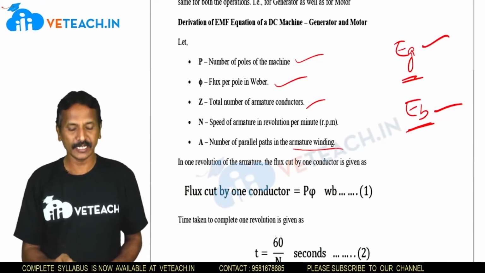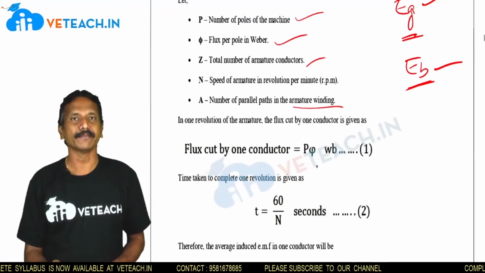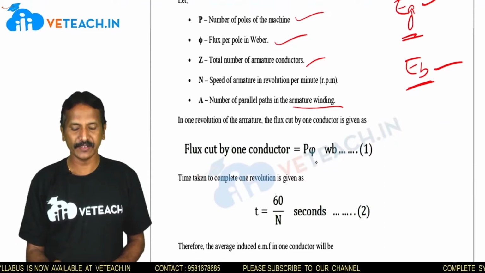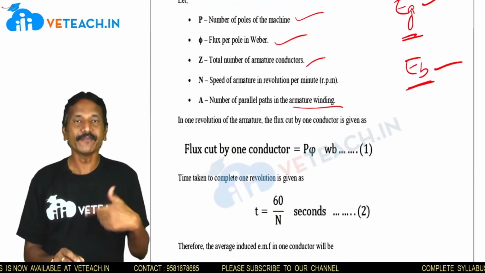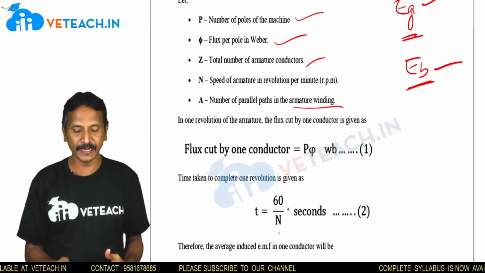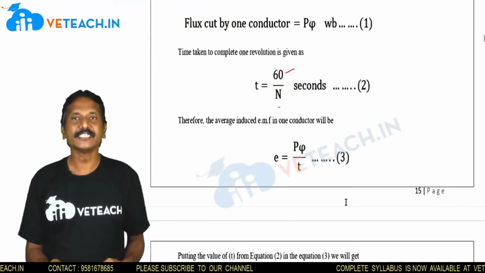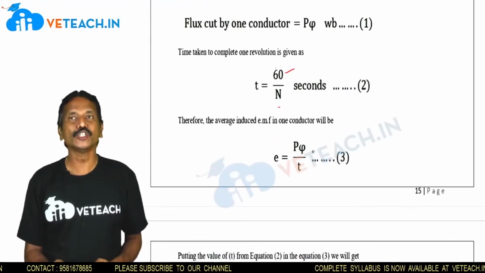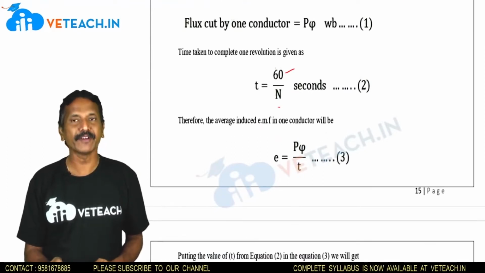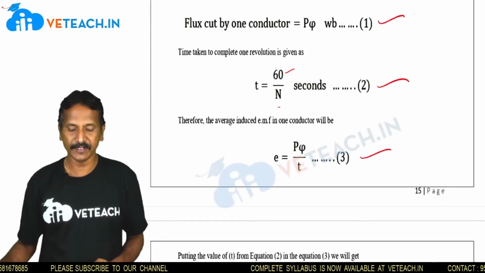In one revolution, the flux cut by the conductor is given as P into phi. What is the meaning of P? The number of poles. Phi is the flux. To rotate for one minute, the time is equal to 60 by N, where N is the speed and 60 is the number of seconds. So the average induced EMF can be written as E is equal to P phi by T. This is the third equation, after the first and second equations.